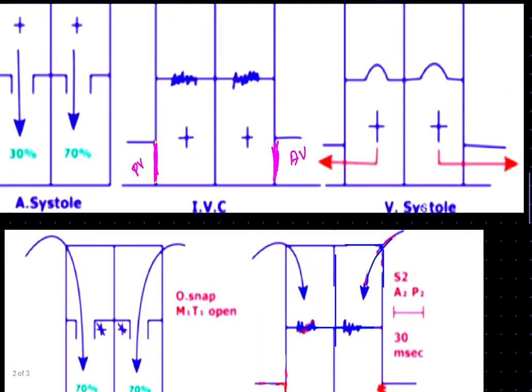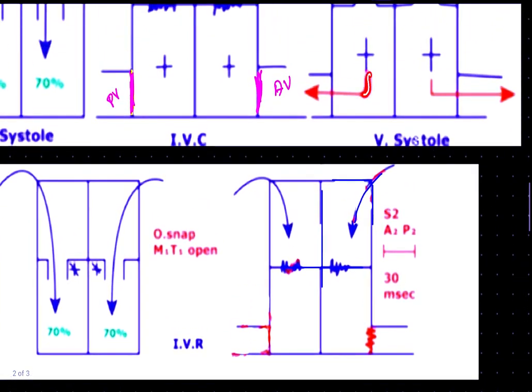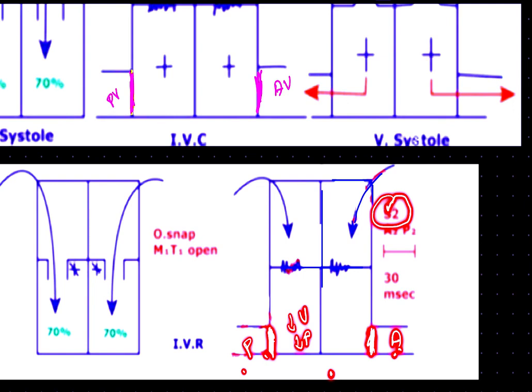Now another phase: as there is excessive flow of blood from the ventricles, there will be less volume and less pressure, because of which the pulmonary valve and aortic valve will close. Because of closure of the aortic and pulmonary valves, there is our S2, the second heart sound. We mention it as A2P2. Why do we mention it like this?